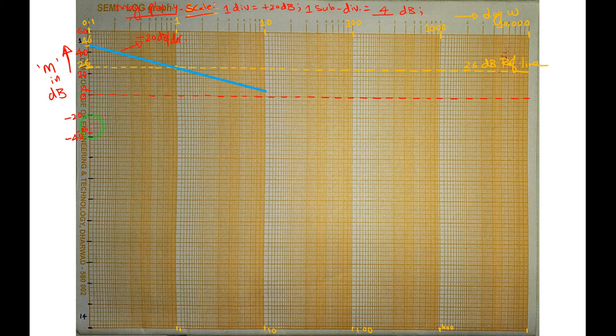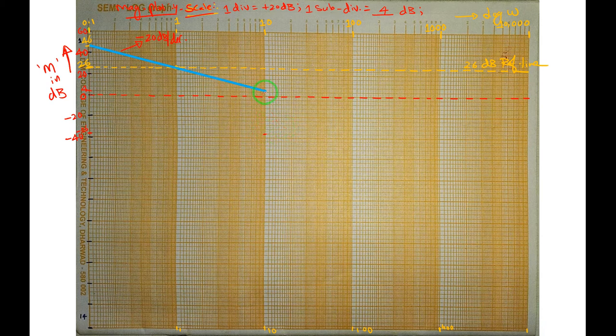0 to minus 36 is 36 dB. 0 to 4, it is plus 4 dB. Add both, from minus 36 to plus 4, so it is 40 dB. So corresponding to this minus 36, I mark here at 10 radians per second. Here I have marked at 10 radians per second. So I should come 40 dB, right?